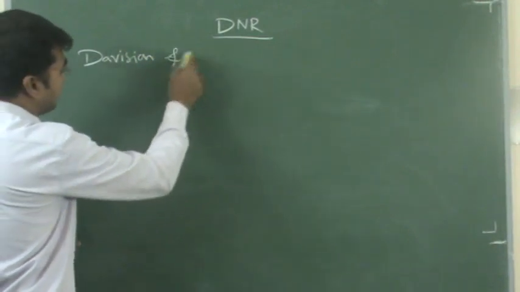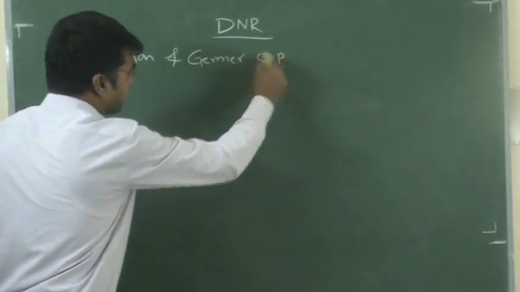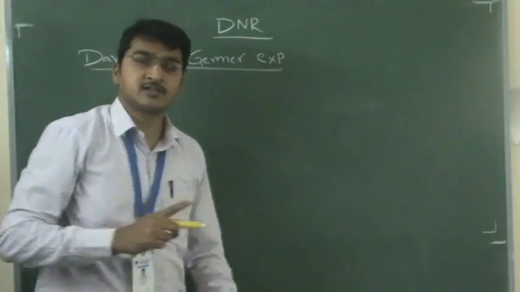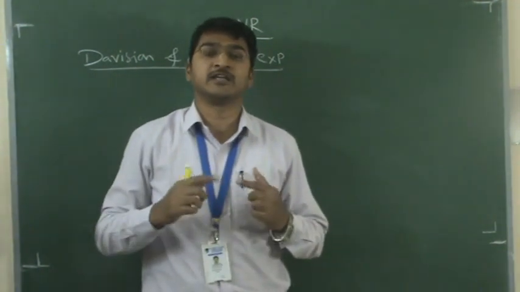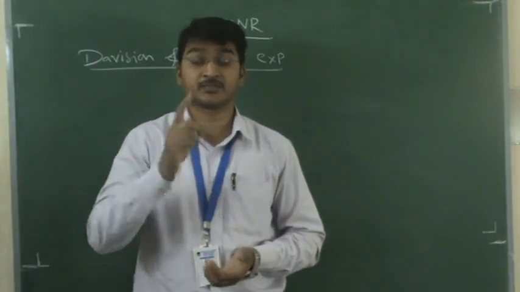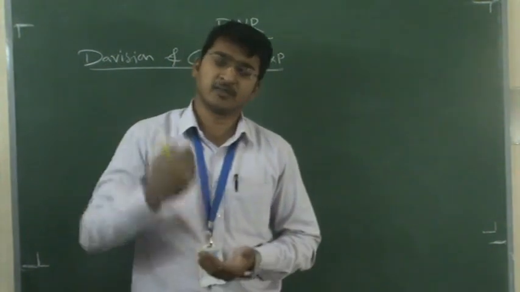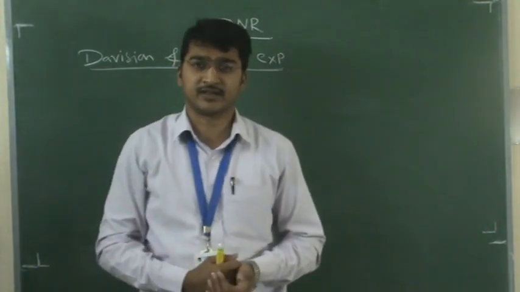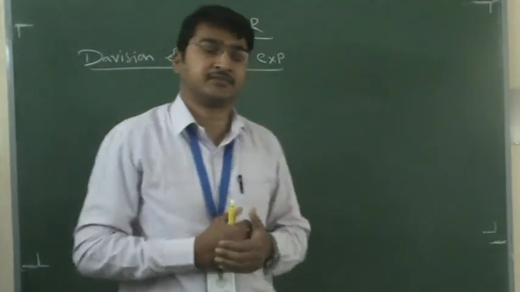Davisson and Germer experiment. This is also called the experimental verification of the dual nature or wave nature of light or radiation, the experimental verification of the wave nature of matter, matter waves or electrons, you can take it. So what does the apparatus consist of?